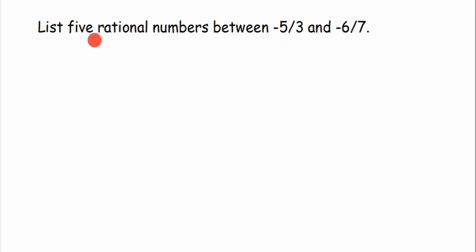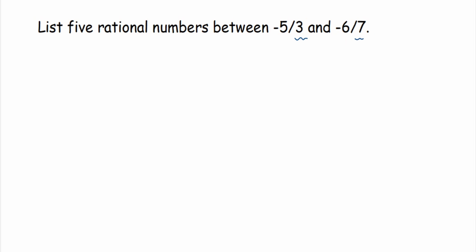There are different ways of finding it, and this is one method which I usually follow. It's easy and we can find more rational numbers using this method. So we have two rational numbers, that is minus 5 third and minus 6 seventh. The first step is you have to check the denominators. So here we can see that we have 3 and 7. So they are not like fractions, their denominators are not the same.